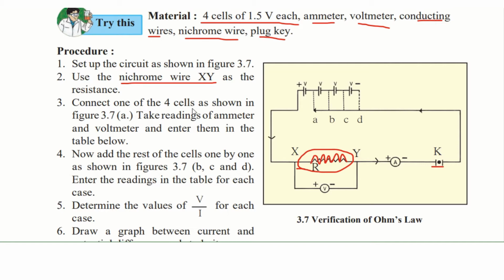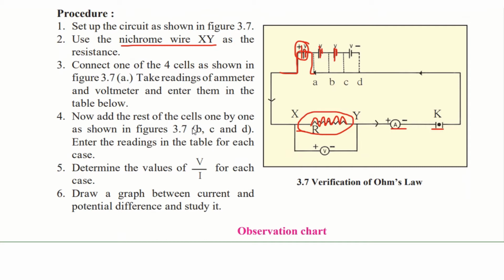Connect one of the 4 cells as shown in the figure. So in A they have just connected one cell like this. Take readings of the ammeter and voltmeter and enter them in the table below. Now add the rest of the cells one by one and enter the readings again in the table. So first we just take one cell and then slowly we keep adding more cells, and then we take the readings of the ammeter.